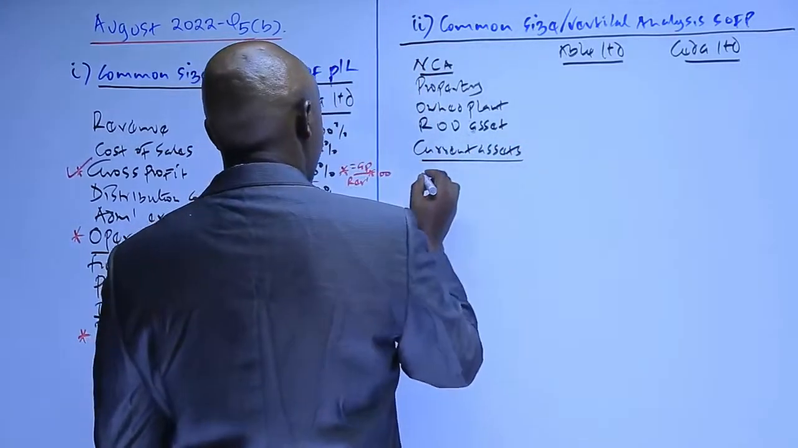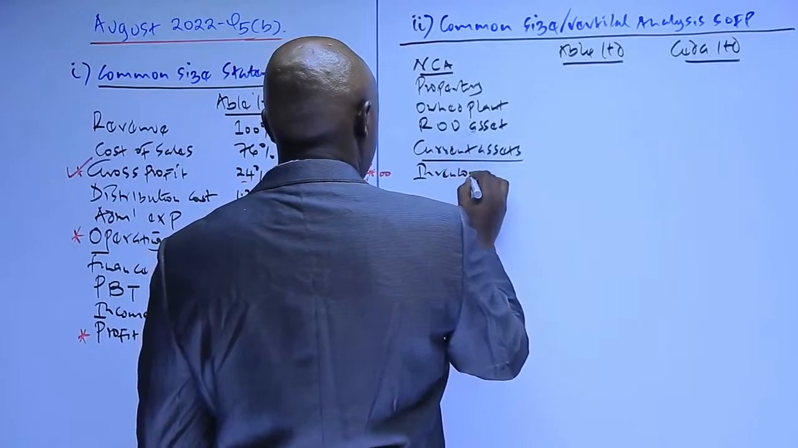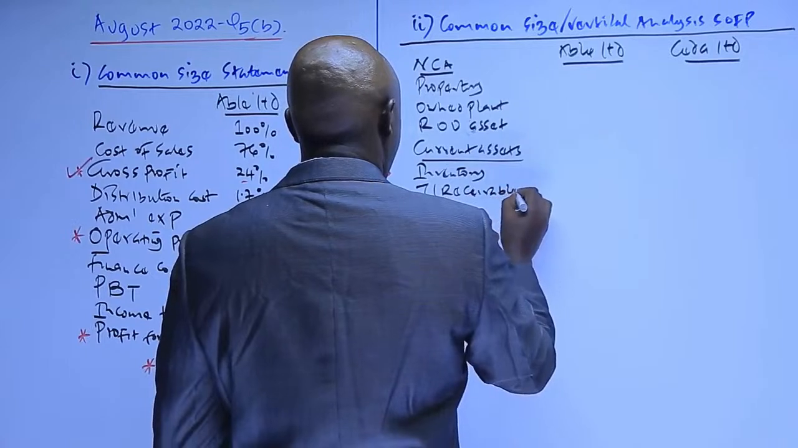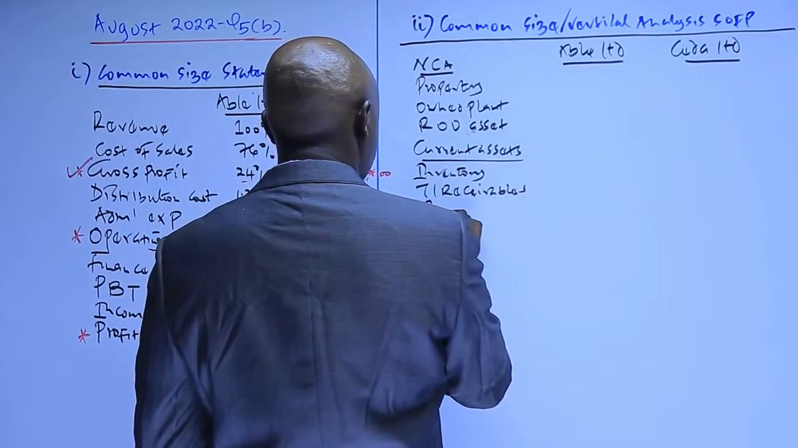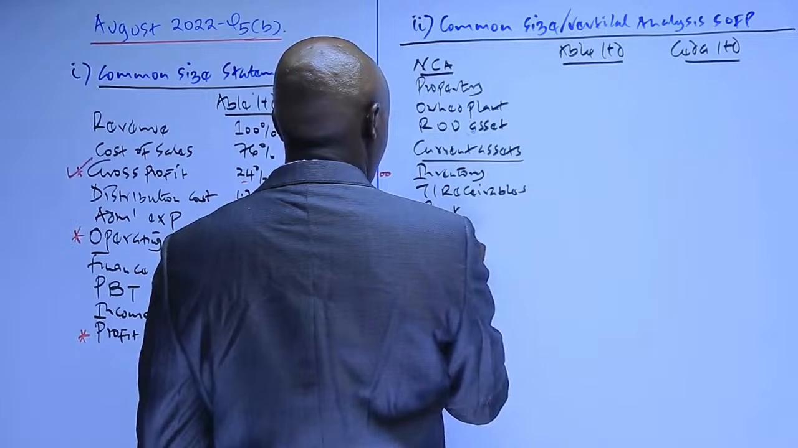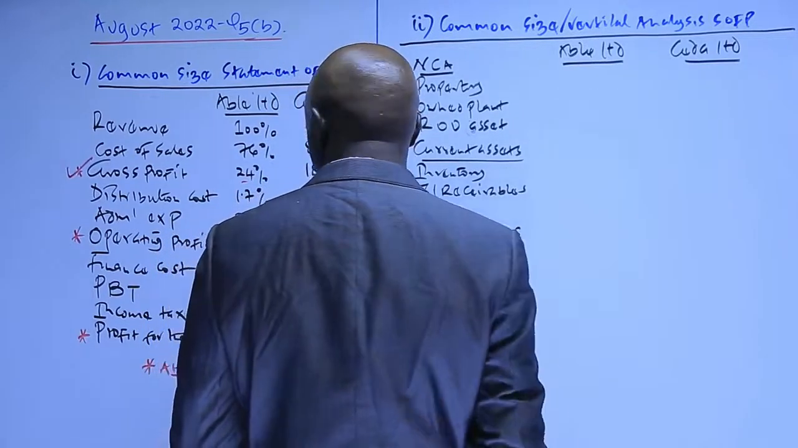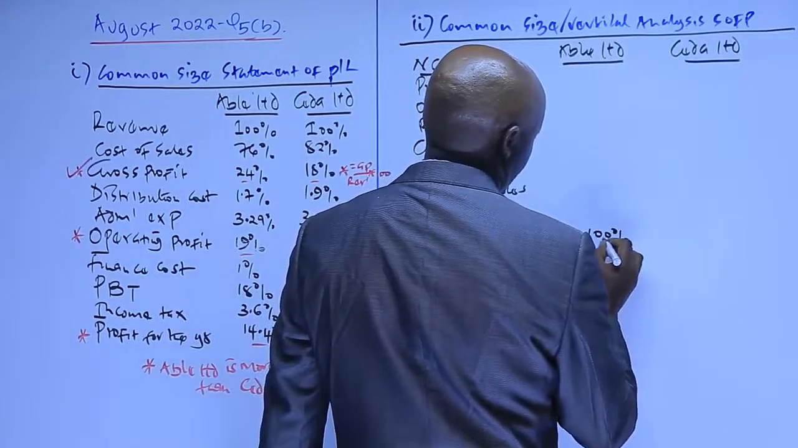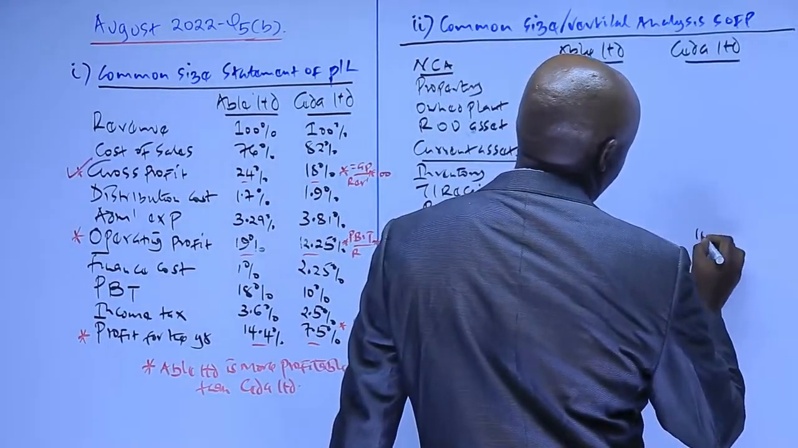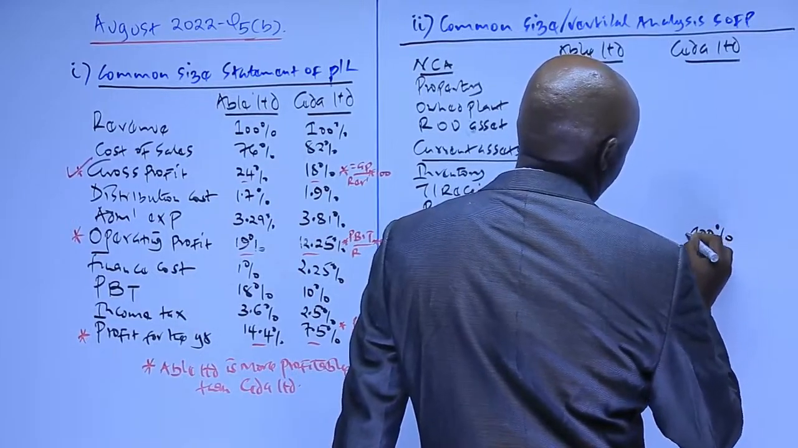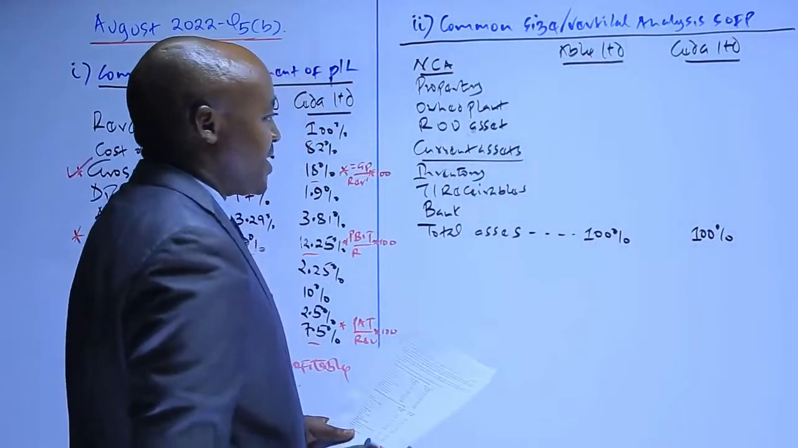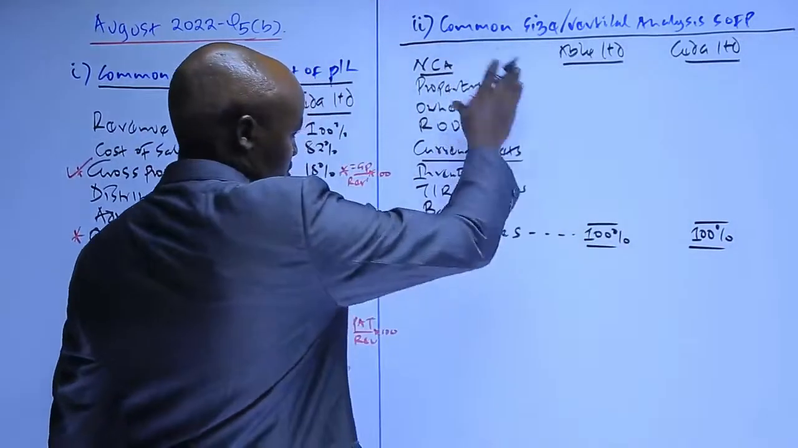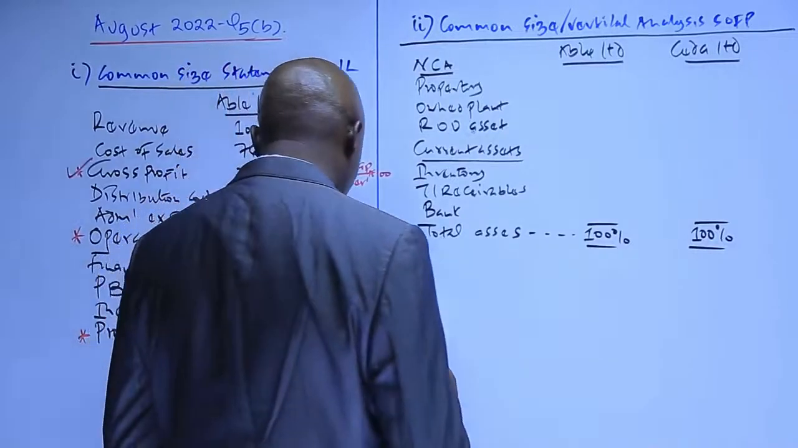For the current assets, we have inventory, trade receivables, then we have bank, and then total assets. Because we have to express everything as a percentage of total asset, once we express total asset as a percentage of itself, that automatically gives us 100%. So we're going to compute all these particular items as a percentage of total asset.